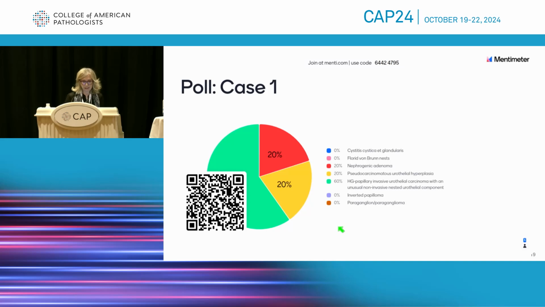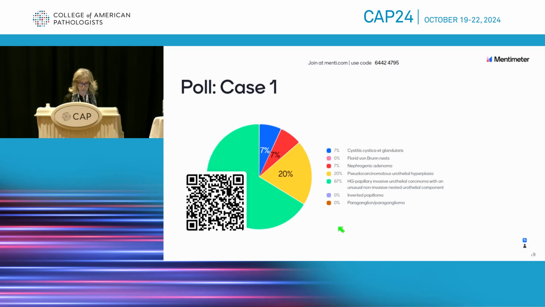Okay, so it looks like 60% are considering a more high-grade papillary urothelial carcinoma, invasive, with an unusual non-invasive nested urothelial component. Some are considering cystitis cystica and glandularis. Some are considering nephrogenic adenoma. And some are considering pseudocarcinomatous urothelial hyperplasia. Yes, those are all potential possibilities. I considered all of these. I was really puzzled with that case.